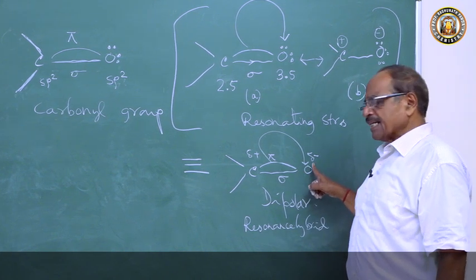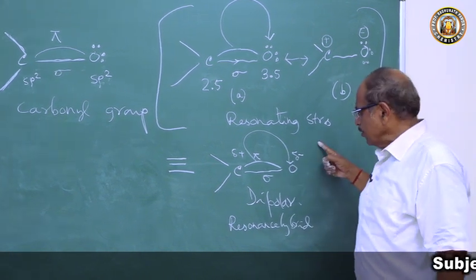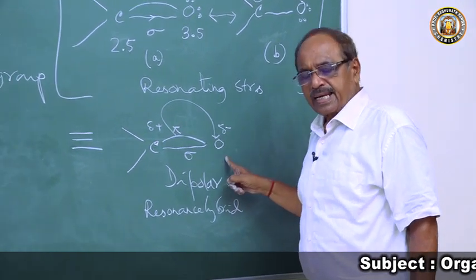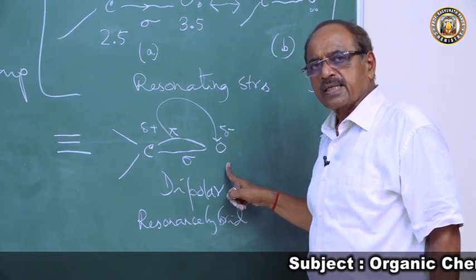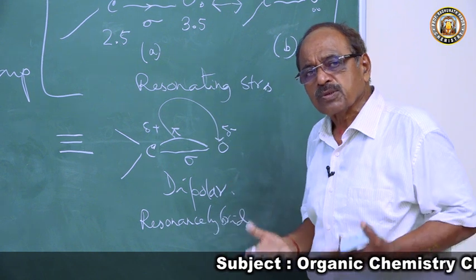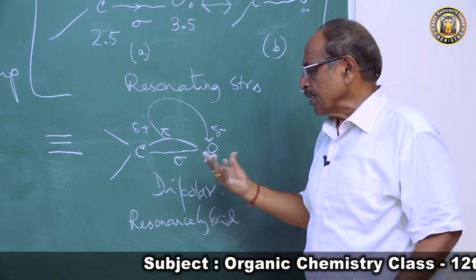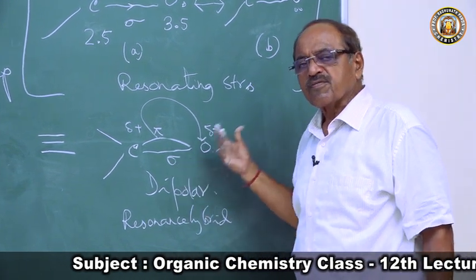And the oxygen atom has a negative charge. So if two hydrogen atoms come, they can take this oxygen atom out of the molecule. So this is reactive. Those compounds which contain a carbonyl group are very reactive.